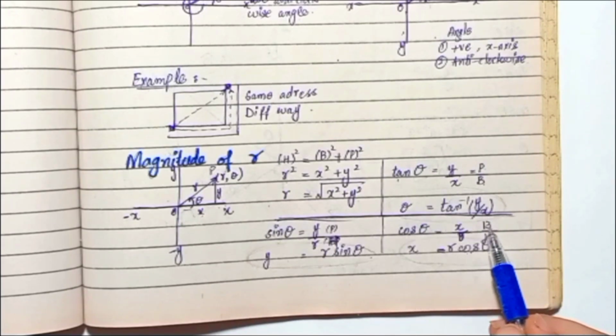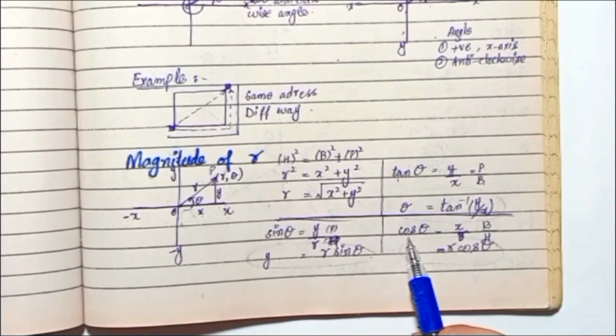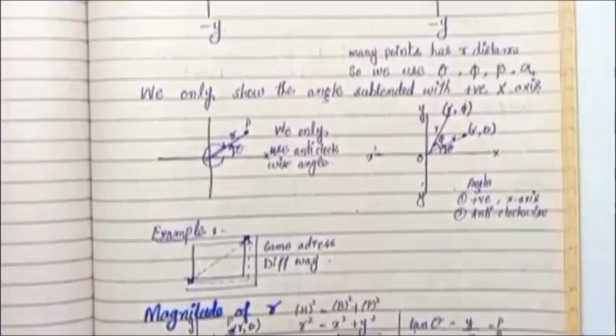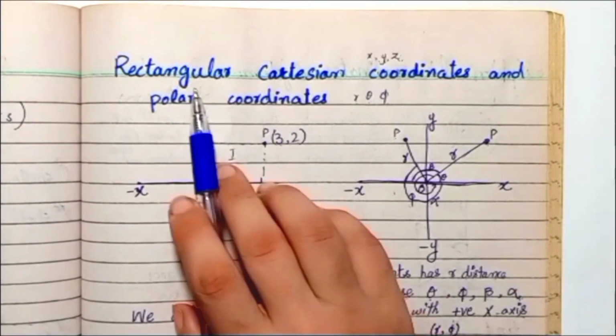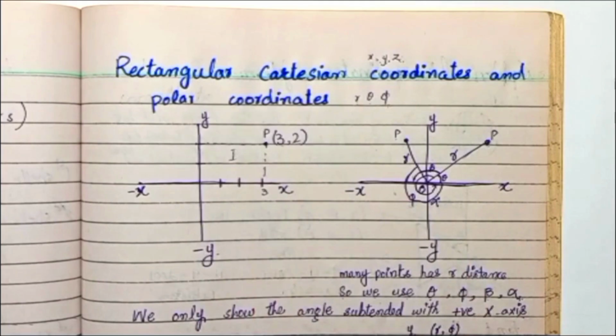Cos theta is equal to base divided by hypotenuse. Base is x and hypotenuse is r. So cos theta will be equal to x divided by r. If we leave x on one side, then x will be equal to r cos theta. So this is how we can convert rectangular Cartesian coordinates x, y, and z into polar coordinates r, theta, and phi.